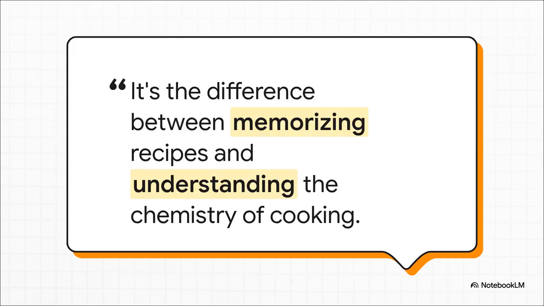Here's a great way to think about it. A standard AI model is like someone who's memorized 1,000 recipes. They can follow the instructions perfectly. But a world model? That's like a chef who understands the chemistry of cooking. They know why adding heat makes something crispy, or why lemon juice curdles milk. They understand the cause and effect behind it all.